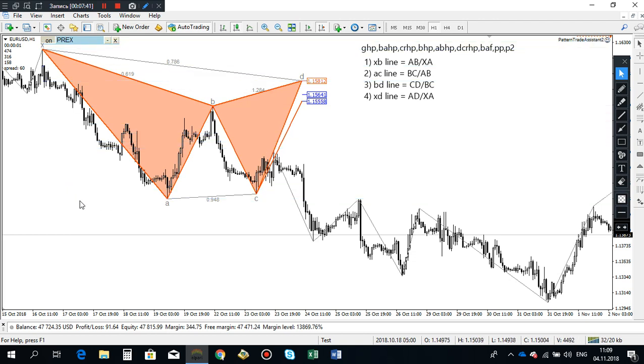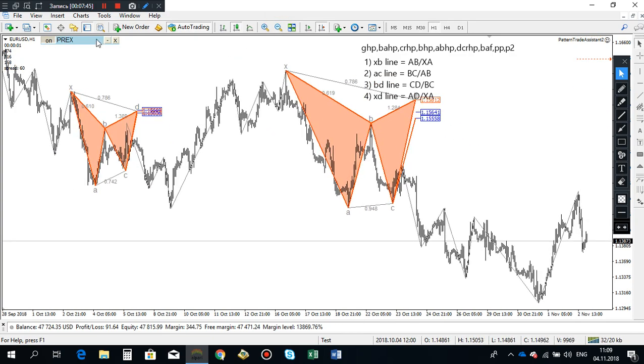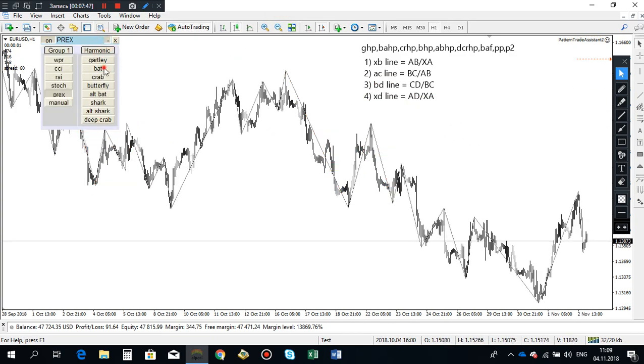Okay, nice. Then, if we switch this pattern to BAT, disable this and find something else, the BAT pattern. Okay, it was invalidated, but still, it shows the same ratios. The X to B is the XA retracement, the A to C is the AB retracement or extension, and this B to D line is the B to C inversion. The X to D is 886.